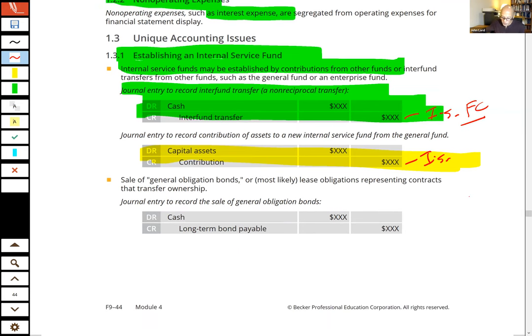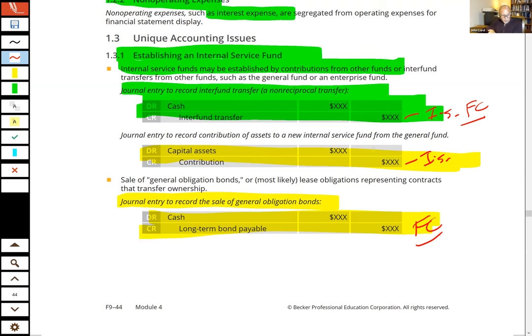Now, if we are issuing bonds inside the internal service fund, they're issuing bonds for the purchase of assets and whatnot that will be used to establish this internal service fund. That is a long-term bond payable. We are on full accrual accounting now. So for the debt issued by the internal service fund, yes, you do credit bond payable. If it was debt being issued out of one of the governmental funds, then that long-term debt is another financing source. Question on that?